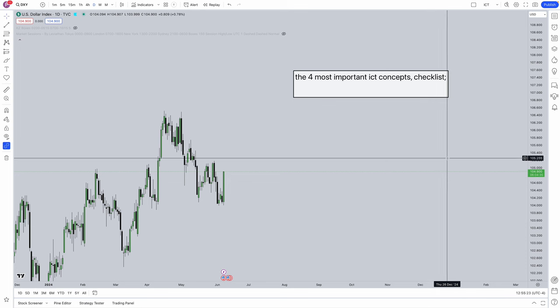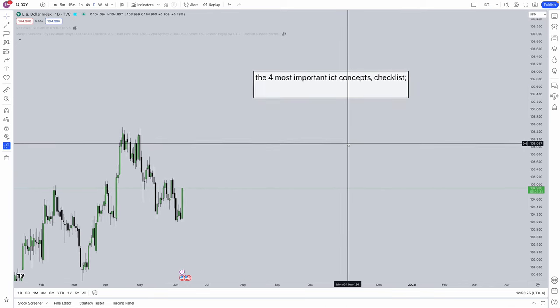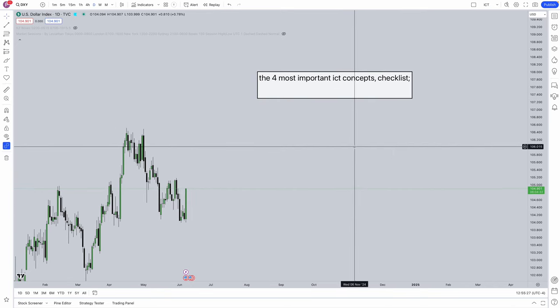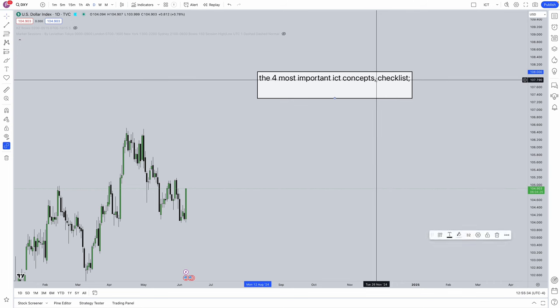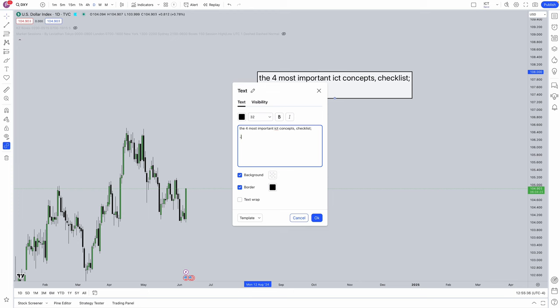Right, jumping straight into the video. Now, we need to firstly identify what are the four most important ICT concepts, and I'll also be breaking down why they are also the most important as well. So, first things first, okay guys, liquidity.